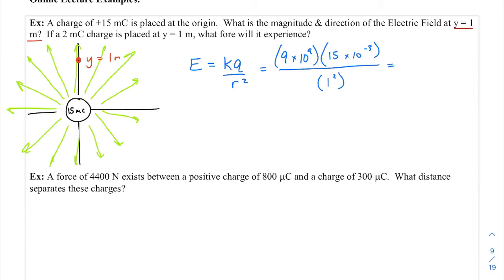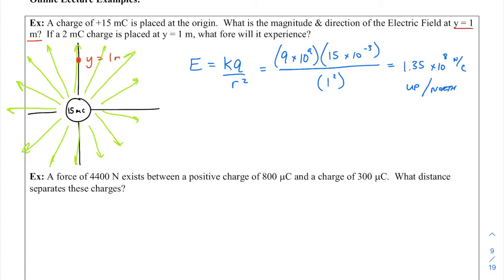And we should be able to calculate that out. Again, this is good practice in plugging in big numbers using the E button on your calculator. And you should get that it is 1.35 times 10 to the 8 newtons per coulomb. That is the unit for electric field, and the direction is up. Or you could say north.